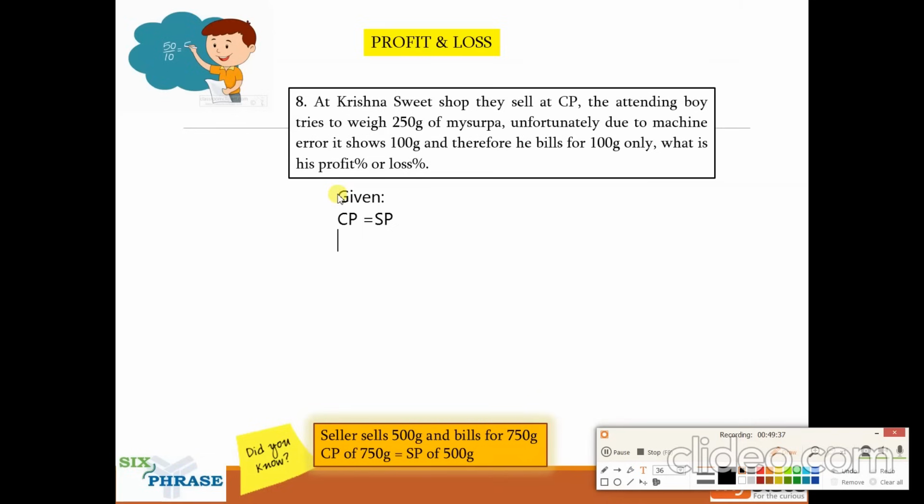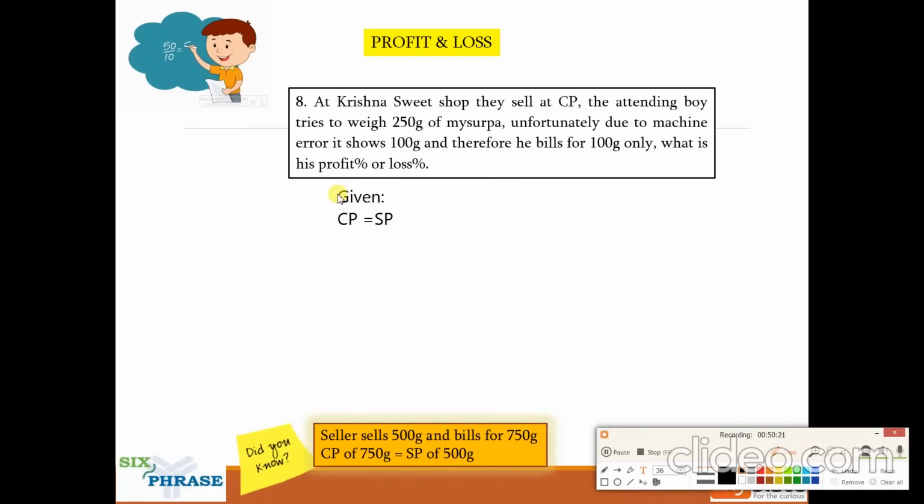So again, you have to try to understand this, guys. 250 grams is what is in the box. If you got Mysore pa from Sri Krishna Sweets, you see a box, right? It weighs 250 grams. That is the actual weight. But what happens here is there is a fault in the machine. Because of that, the digital machine, it is no longer analog, it is digital, shows it is 100 grams. So he bills for 100 grams, but he has given 250 grams out.